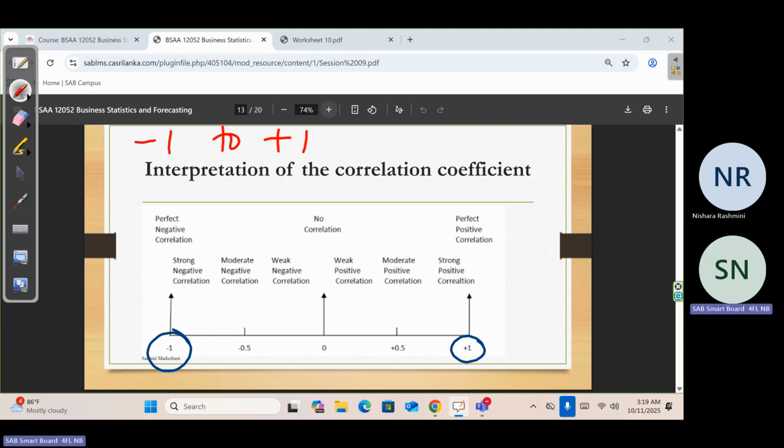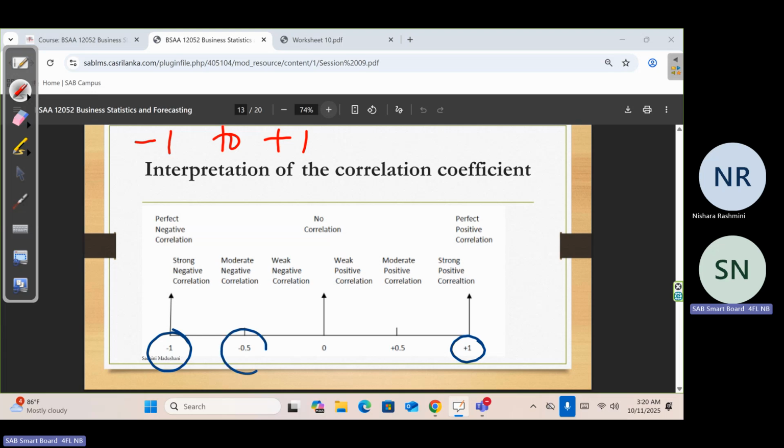Understood? Then the other one here, it's not -1 or +1, but nearest to -1 or +1. It means 0.98, 0.96, 0.84, 0.79. Okay, then -0.98, -0.88, -0.73. It's not 1, but nearest to +1 or -1. Then we can say strong positive or strong negative. Understood? It's not the perfect one, but it's a strong one. It's clear?